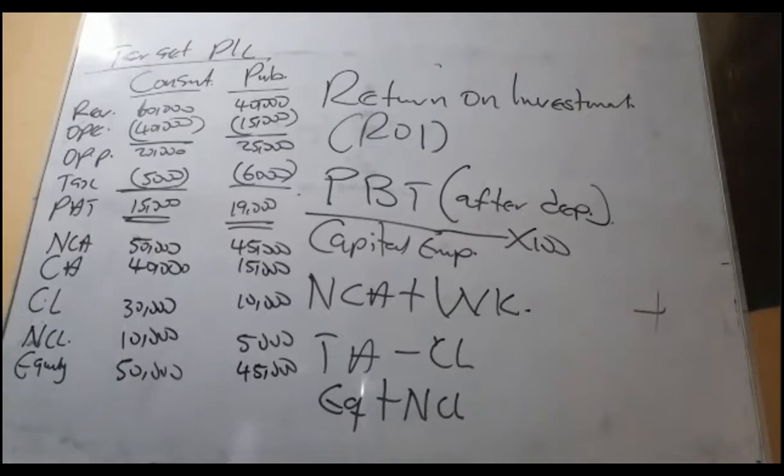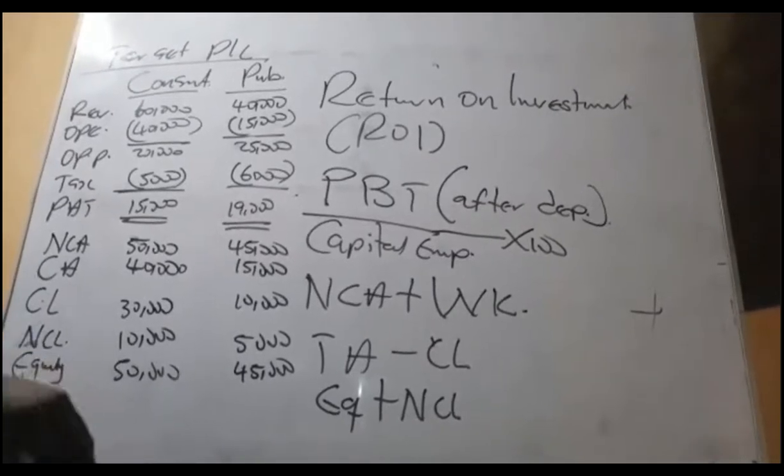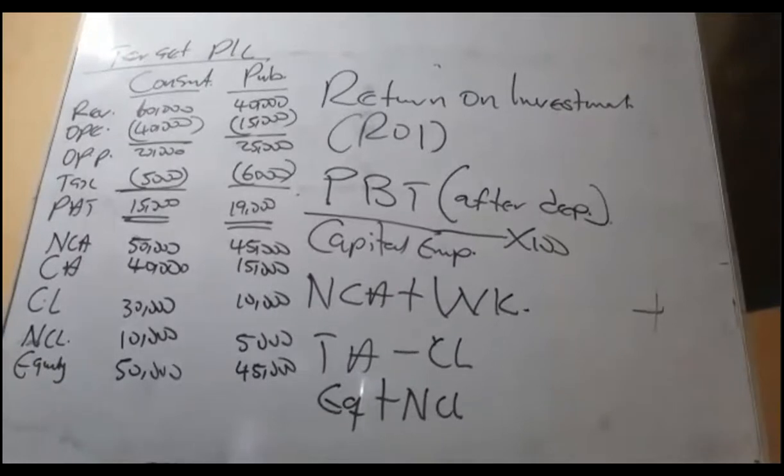Required: calculate the return on investment for the two divisions and analyze the performance of the divisions. So that is it. Target PLC possesses two divisions, consulting service and publication.